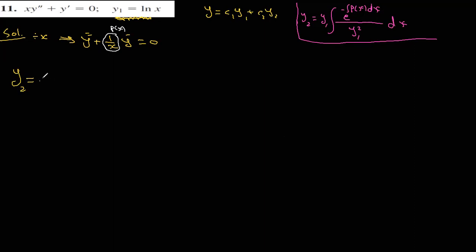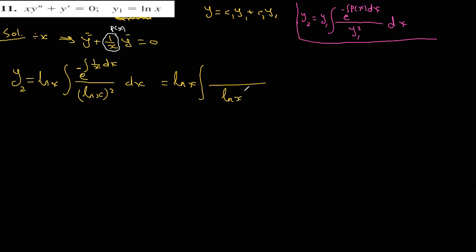Where is my y1? It is ln x. So here ln x integral of y1 squared, it is ln x all squared, times e to the negative integral of my bx, it is 1 over x dx, all dx. So equal ln x integral, my denominator, it is ln x squared. Here I have e to the negative. What about the integral of 1 over x? It is ln x. I think all of you know it. Ln x, here dx.